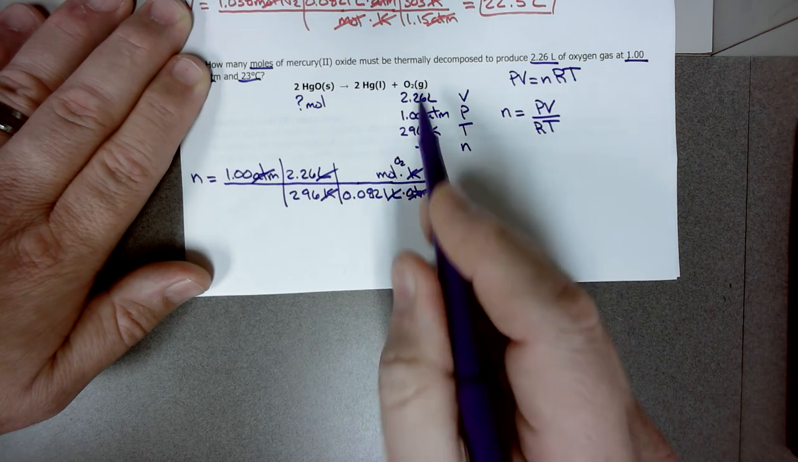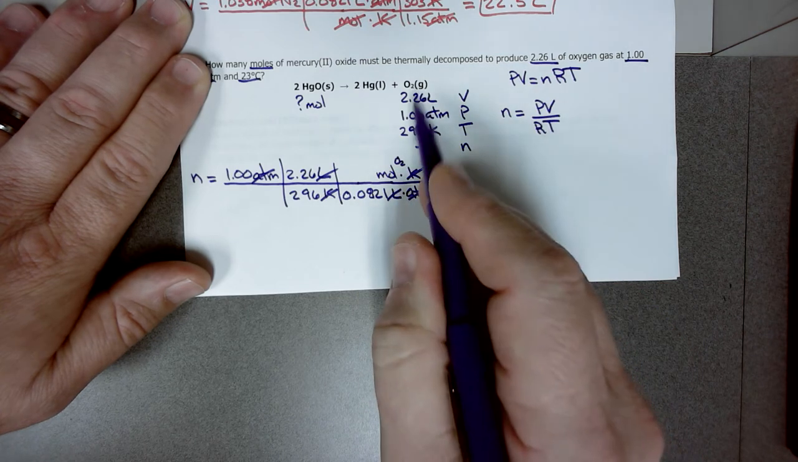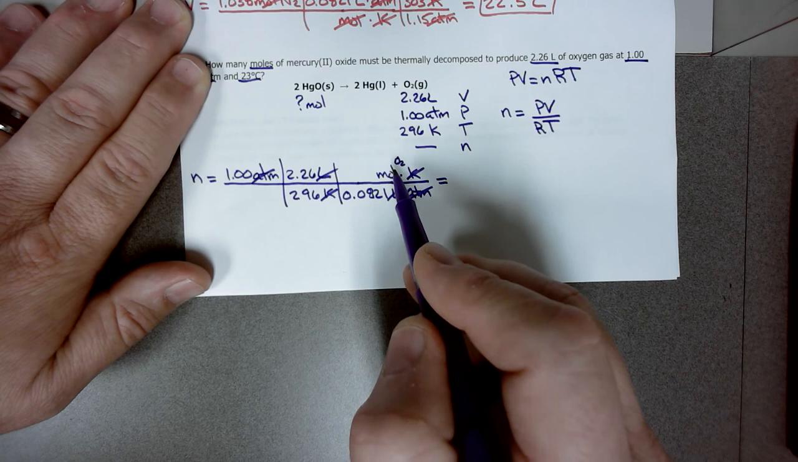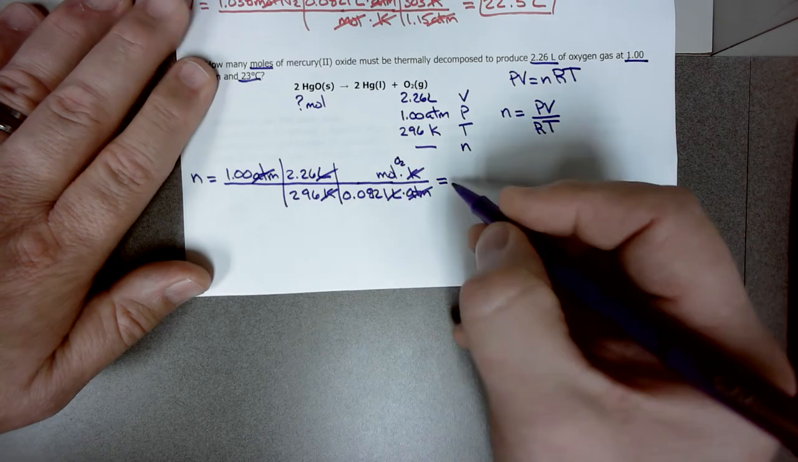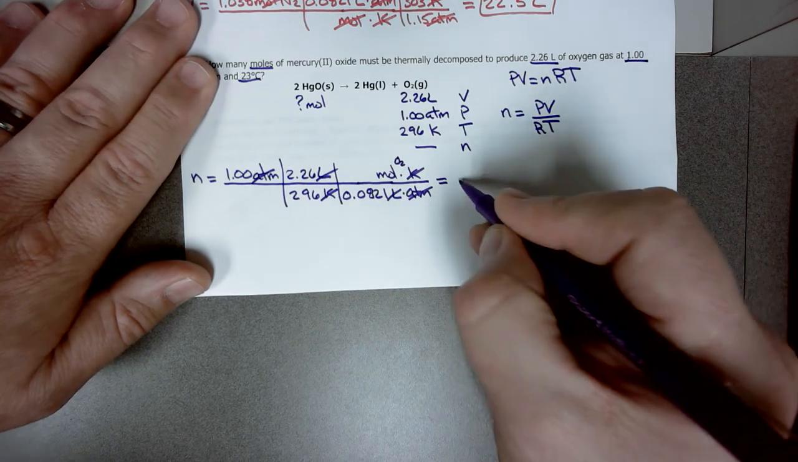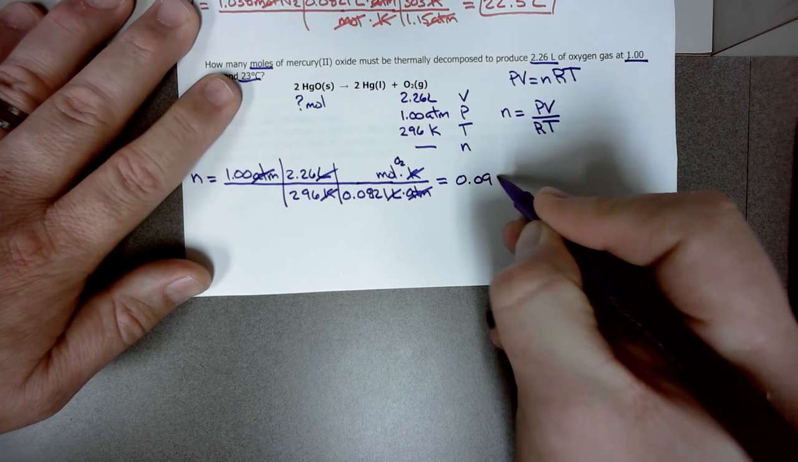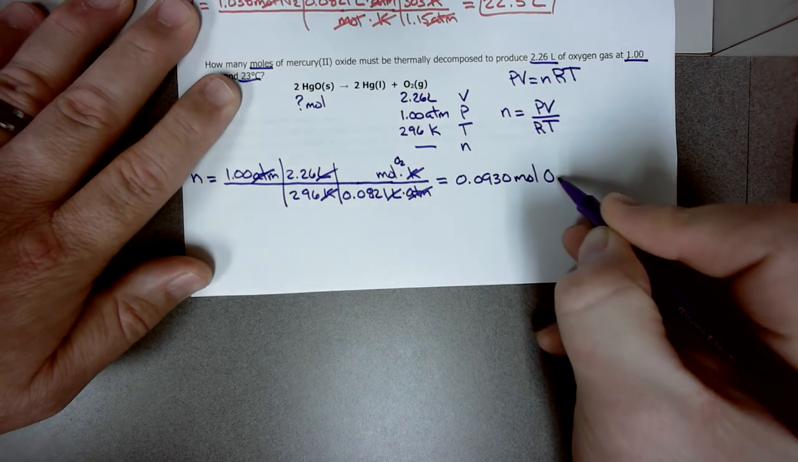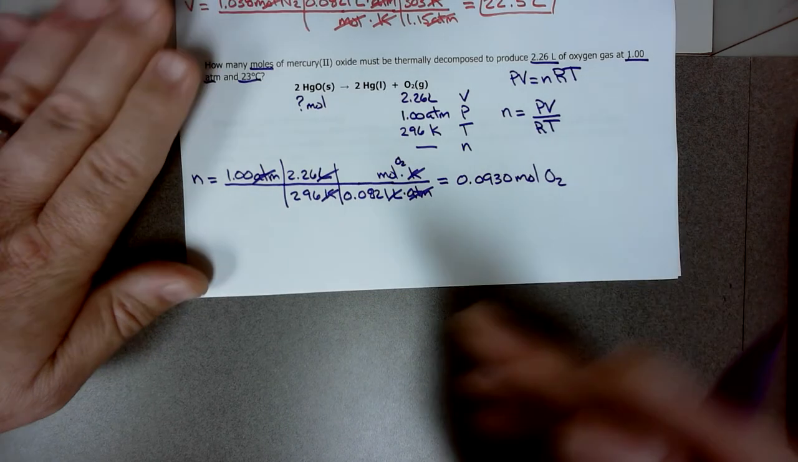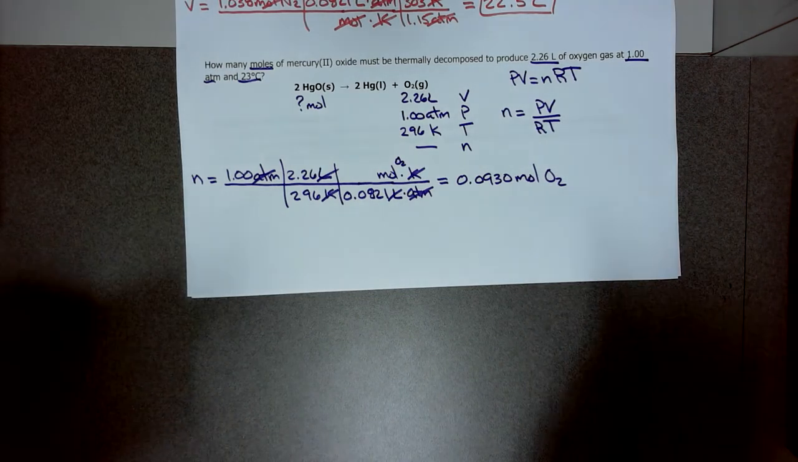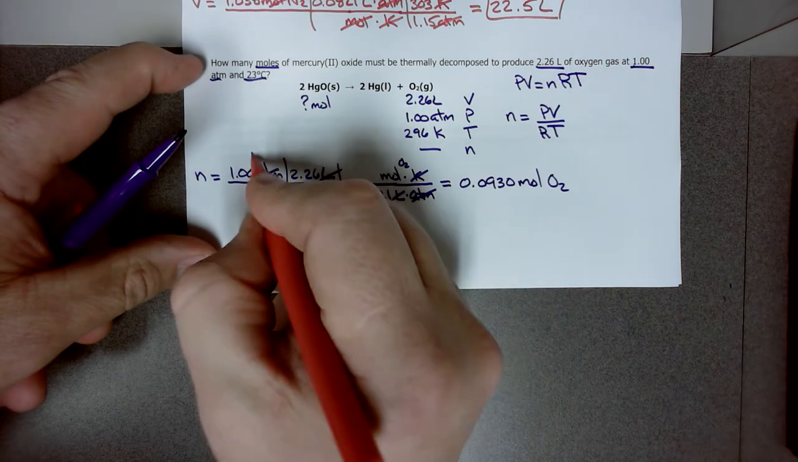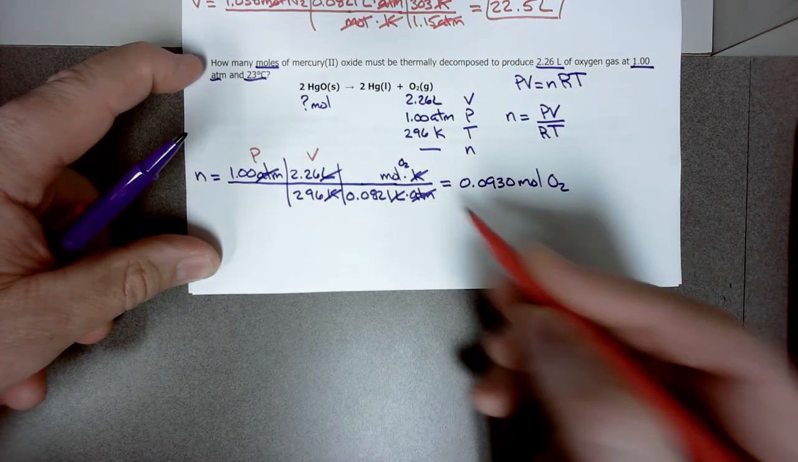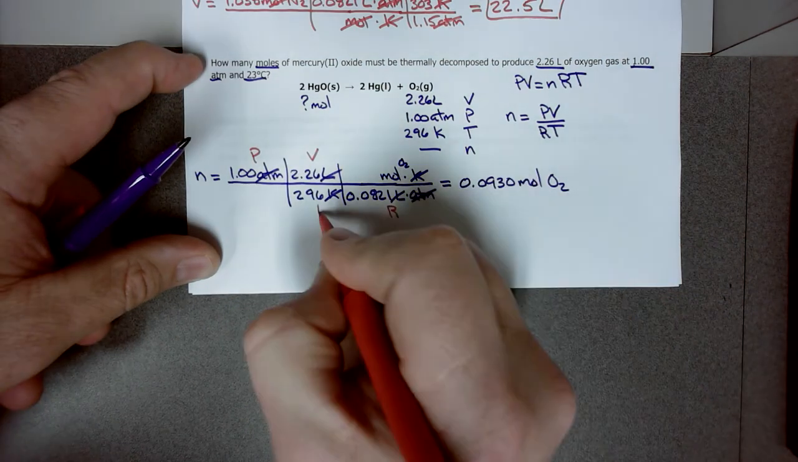And this happens to be moles of O2. Remember, we're doing the gas, so we've got to make sure this is moles of O2. When I multiply and divide, that's going to be 0.0930 moles of O2 gas. Now if you're having a hard time seeing the equation, remember this is PV over RT.